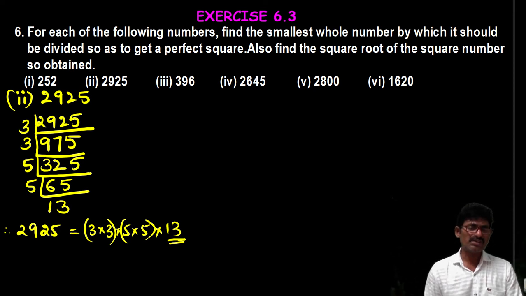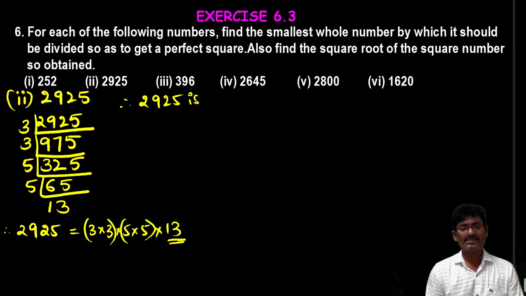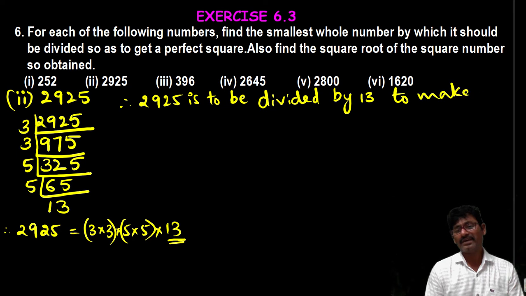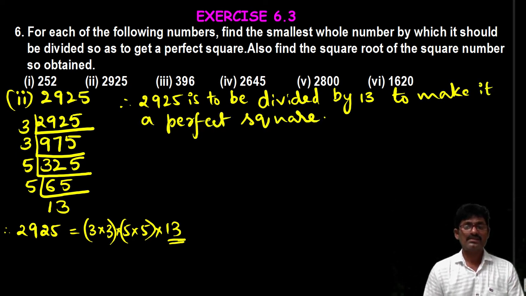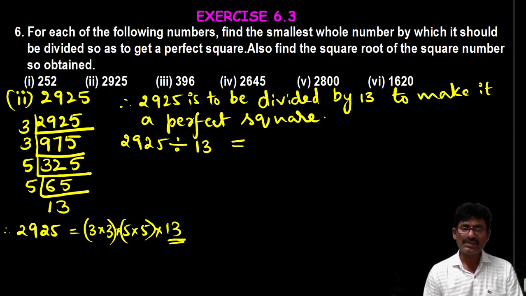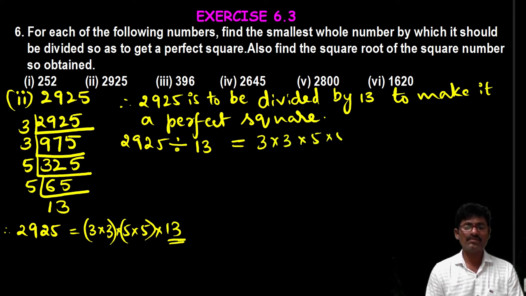So to make 2925 a perfect square, we need to divide this number by 13. So therefore 2925 is to be divided by 13 to make it a perfect square number. So let us divide. 2925 divided by 13 equal to, if we divide this by 13, what are the remaining prime factors? 3 times 3 times 5 times 5.